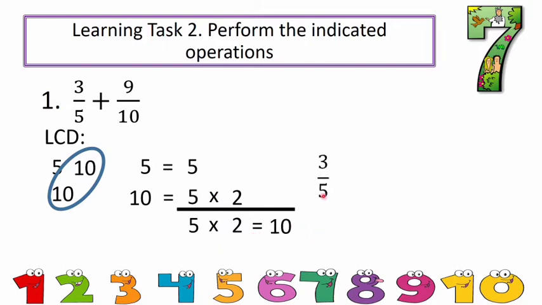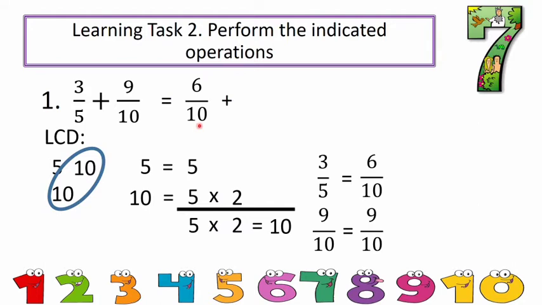So we will rewrite 3 over 5 into its equivalent fraction wherein the denominator is 10. So we have 6 over 10. How do we get 6 over 10? We simply divide the LCD by 5. So 10 divided by 5, it is 2. And 2 times 3 is equal to 6. Now, for 9 over 10, we will use 9 over 10 already because they have similar denominator, or they are already similar fractions. So equals 6 over 10 plus 9 over 10.